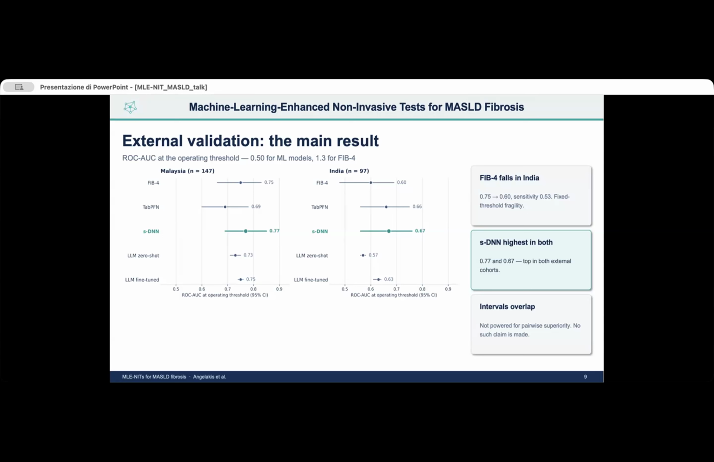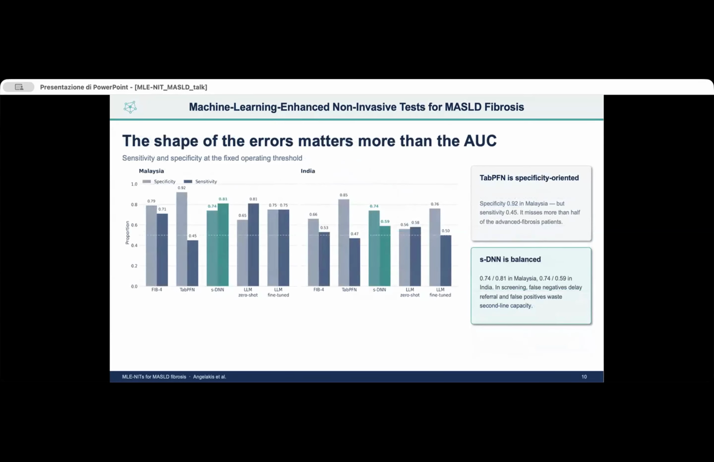And I want to be honest about the confidence intervals on this plot. They overlap. We are not powered for a definite claim that one model beats another, and we do not make one. Because AUC alone can hide what really matters clinically, let's examine which errors a model makes. TabPFN reaches high specificity in Malaysia, but its sensitivity is low. Our neural network, by contrast, gives the most balanced profile in both cohorts.